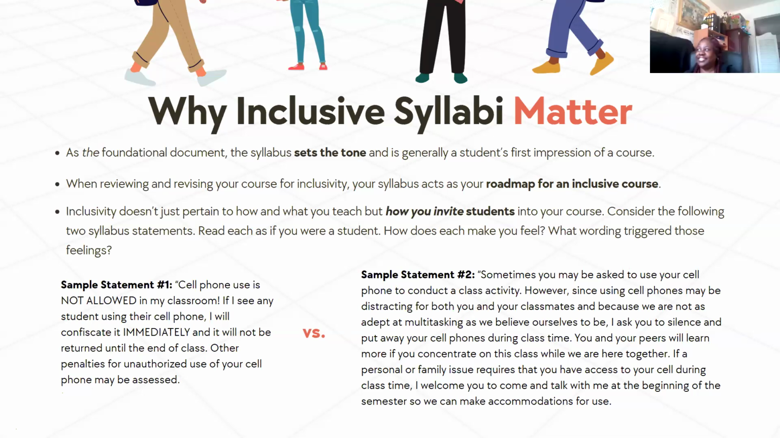The second statement: sometimes you may be asked to use your cell phone to conduct a class activity. However, since using cell phones may be distracting for both you and your classmates, and because we are not as adept at multitasking as we believe ourselves to be, I ask you to silence and put away your cell phones during class time. You and your peers will learn more if you concentrate on this class while we are here together. With a disclaimer that this can depend upon personal or family issues that require more constant use of a cell phone.